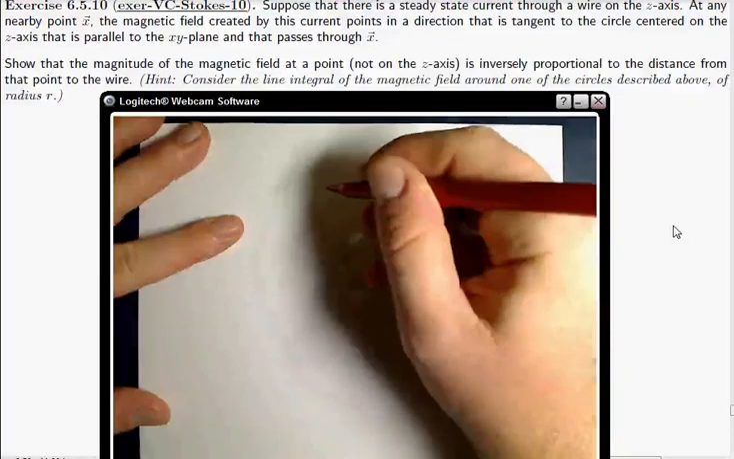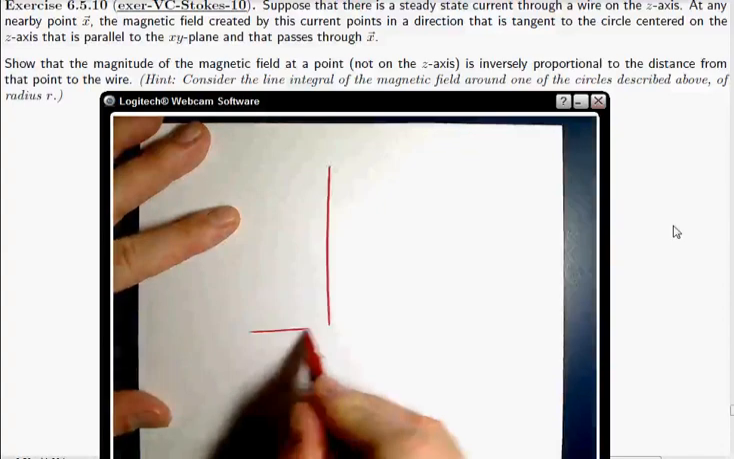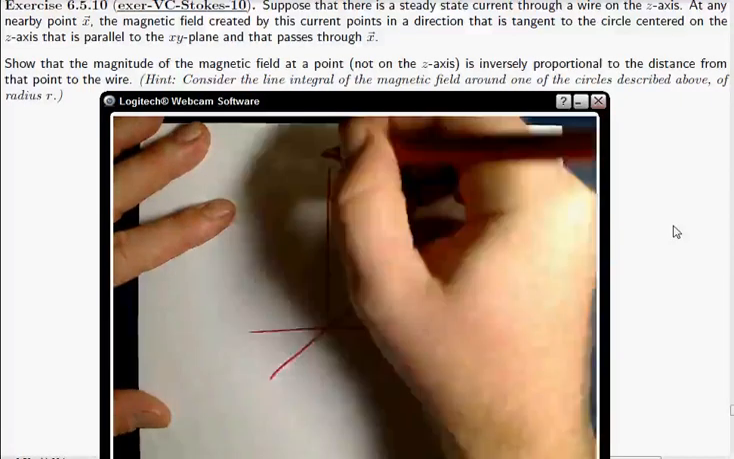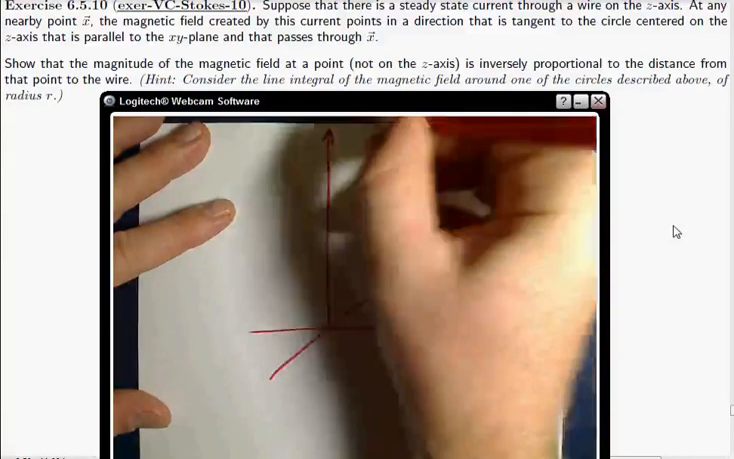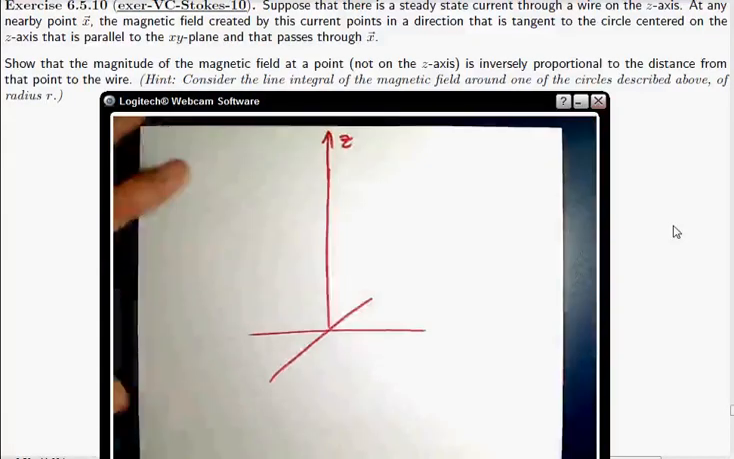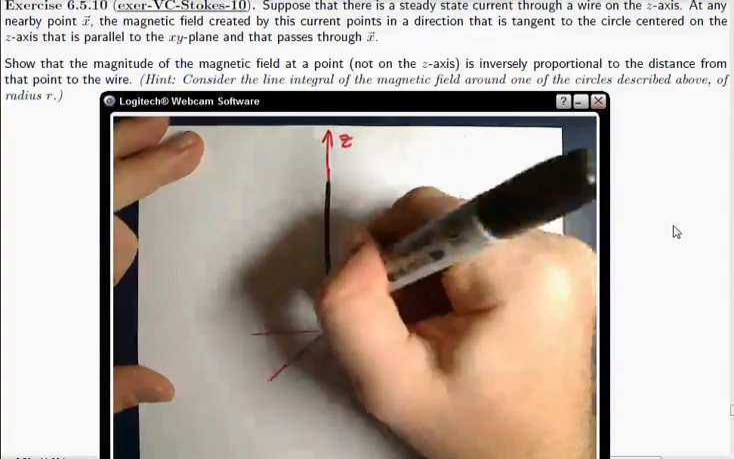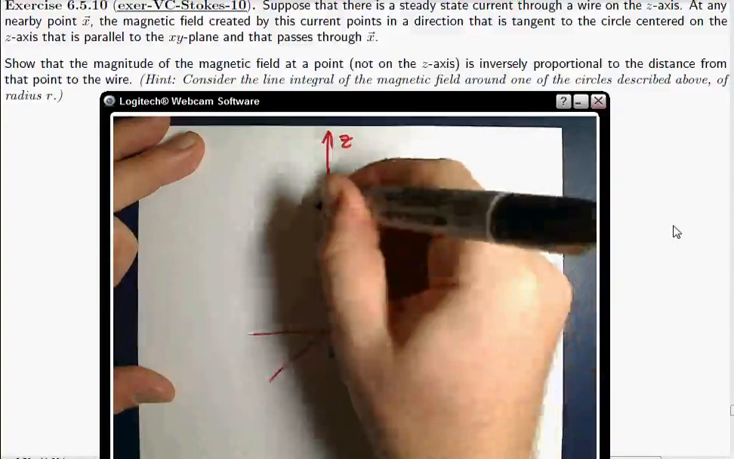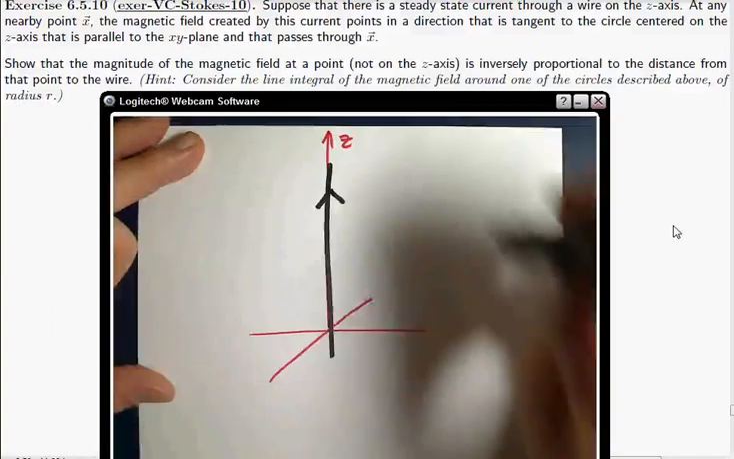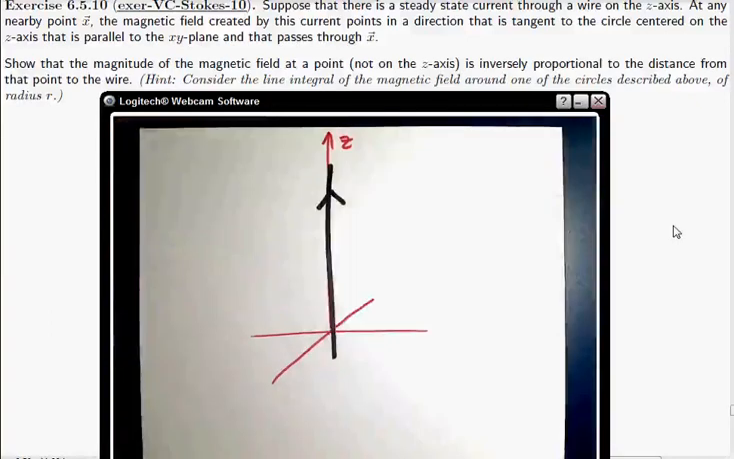All right. So there's our z-axis. We've got a steady state current through this wire on the z-axis, like so. Now at a nearby point x, the magnetic field created by this current points in a direction that's tangent to a particular circle. Okay, so first let's talk about the circle.